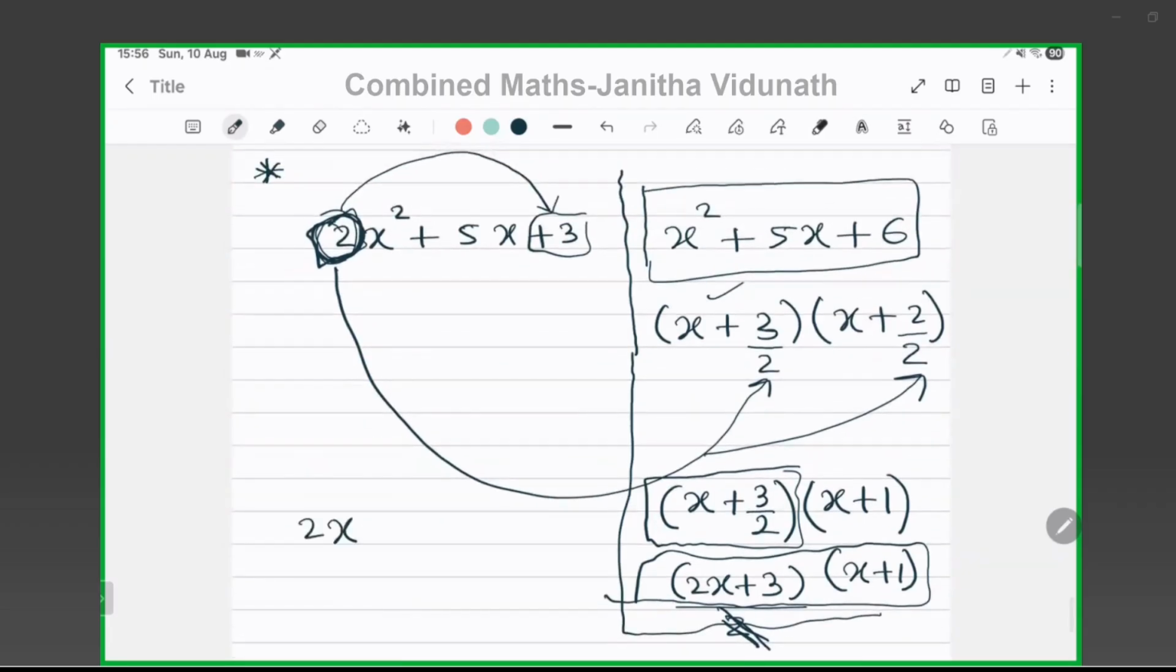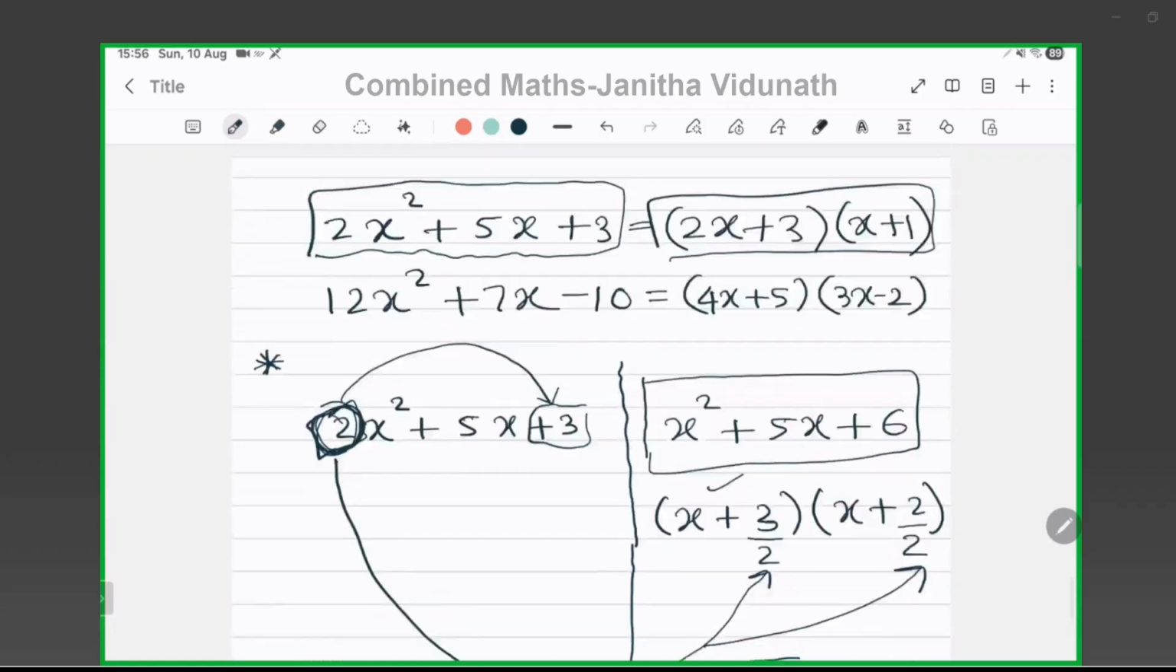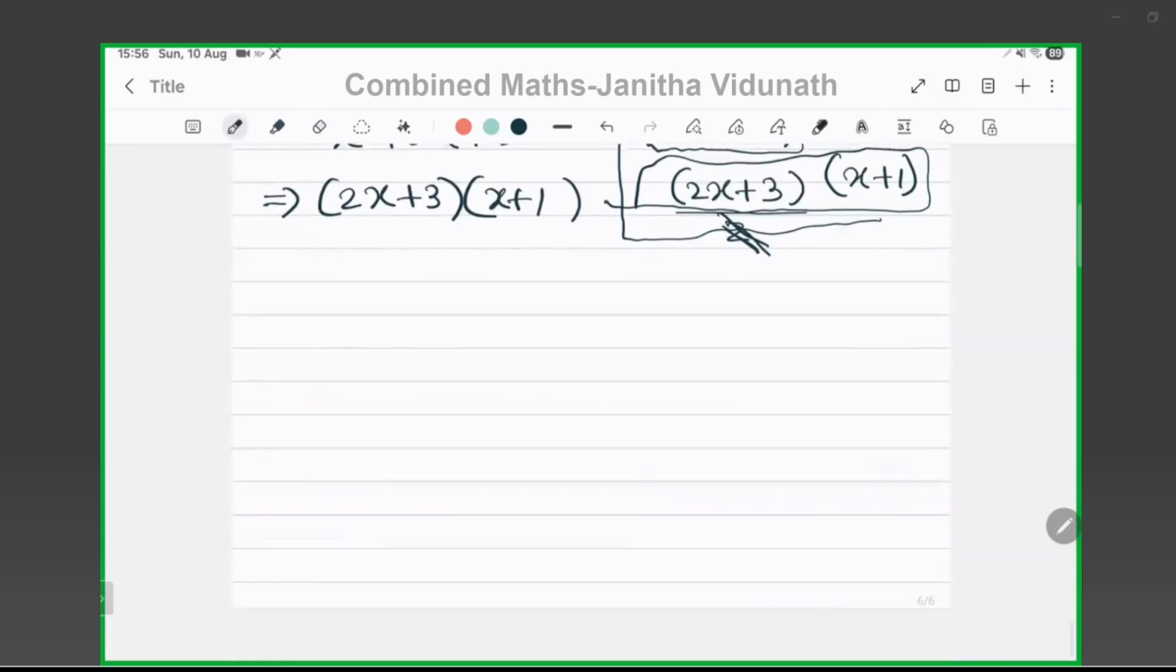Then we can write 2x, 5x plus 3. We can at once write the factors as 2x plus 3 and x plus 1. Let me repeat the step for the other question also.